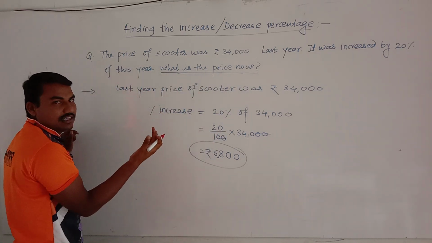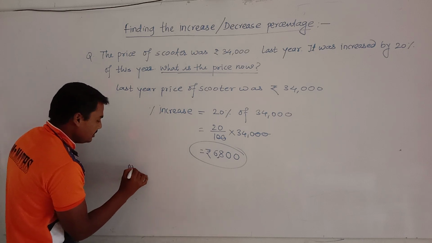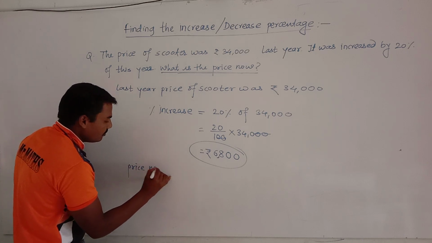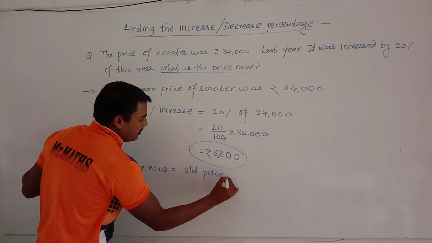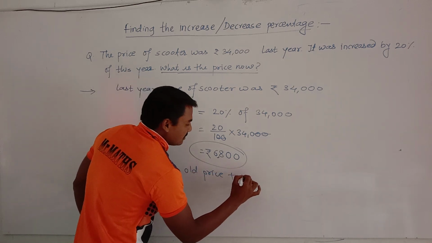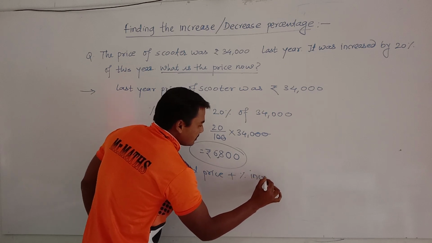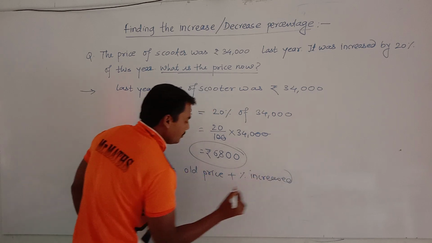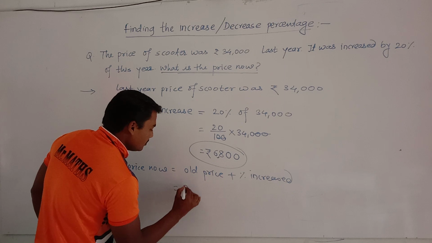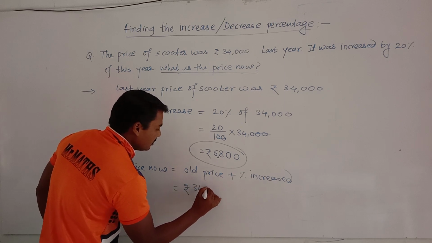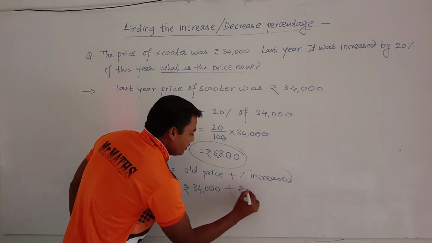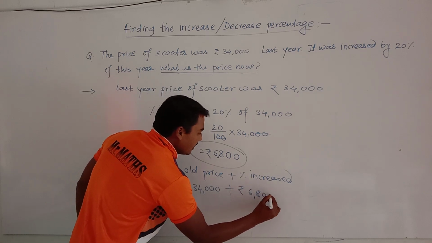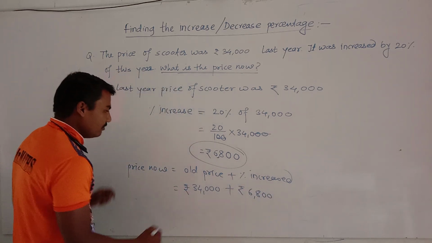अभी उसकी प्राइस कितनी है? So the price now is equal to old price plus percent increased. Old price is rupees 34,000 plus increased price rupees 6,800. Now we have to add this.